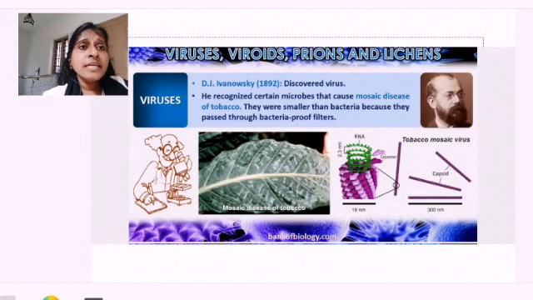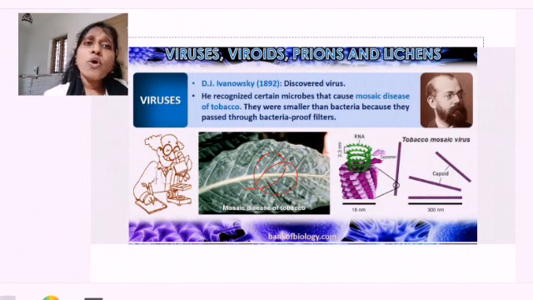Now, D.J. Ivanovsky discovered the virus. He recognized certain microbes that can cause mosaic disease in tobacco. Mosaic disease, you can see, in tobacco. They were smaller than bacteria.